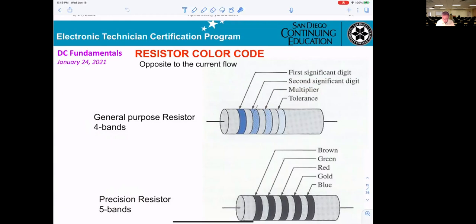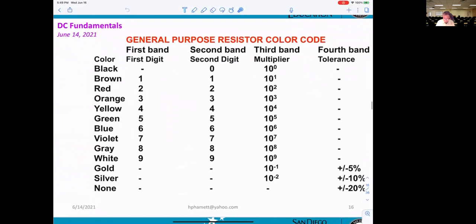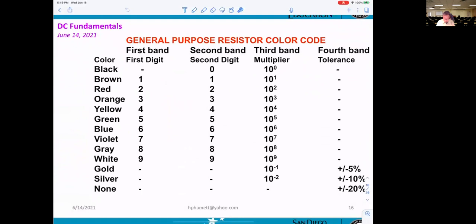Now, this is the one I updated. This is for general purpose. So this is the first digit, this is the second digit, then the multiplier. You understand 10 to the power of 0 is equal to 1, multiplied by 1, or 10 to the power of 1 being 10, and so on. And also the tolerance, plus or minus 5%, 10%, or 20%, depending on the color, gold or silver or none at all. Now, we're talking about the tolerance.